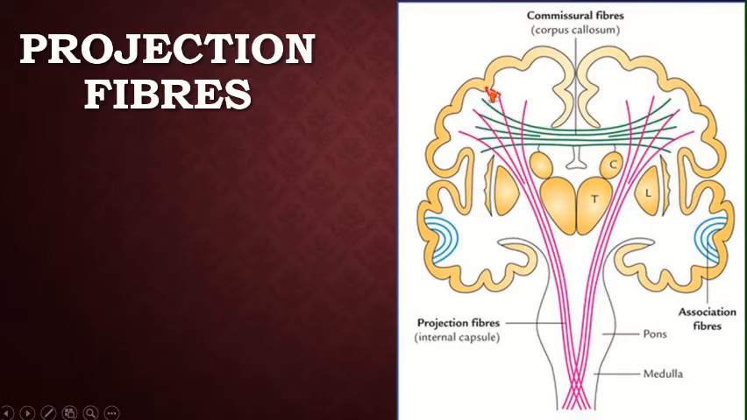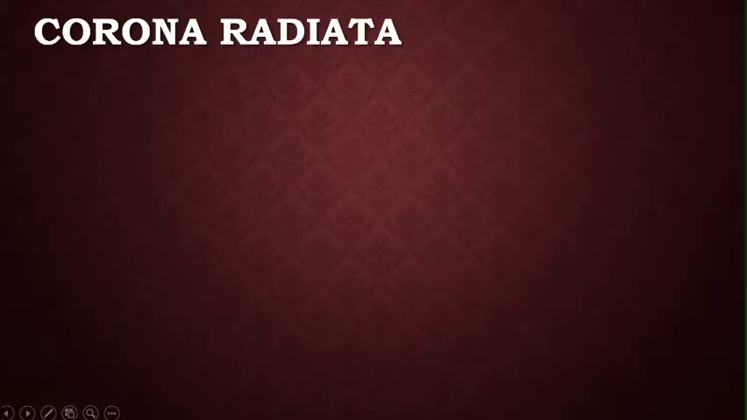So the projection fibers of allocortex, try to see this image. They are connecting from the cerebral cortex to the basal ganglia, the subcortical gray matters of the basal ganglia. Here you can identify the substantia nigra, caudate nucleus, lentiform nucleus, thalamus. So these are all connected by these projection fibers. The first example for projection fibers is the corona radiata.